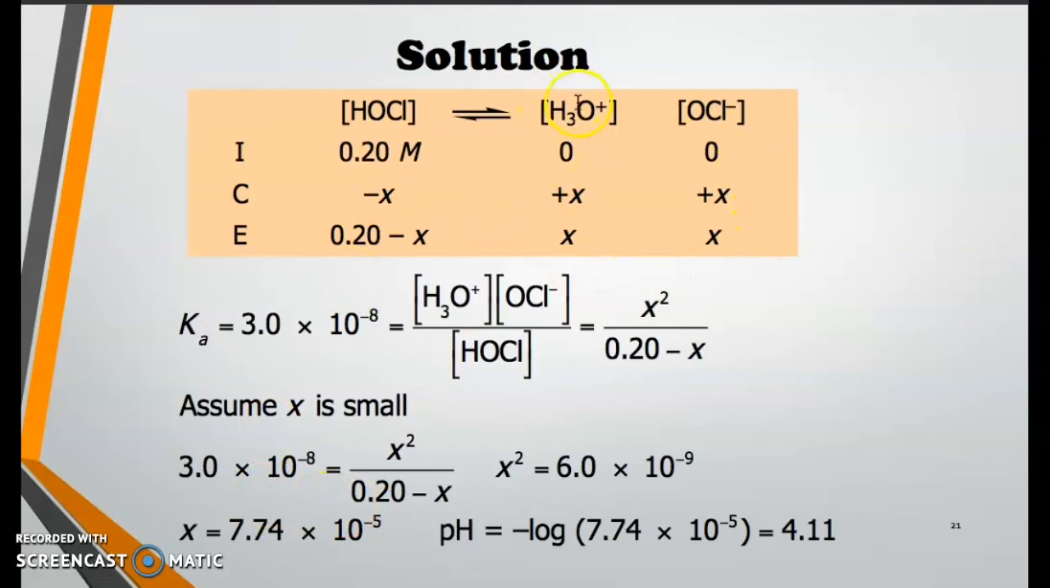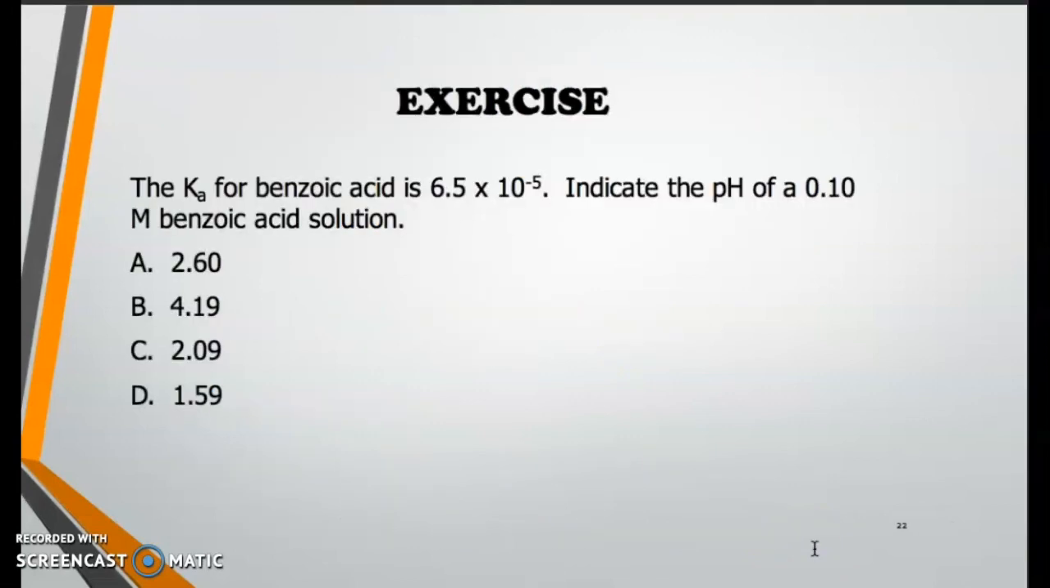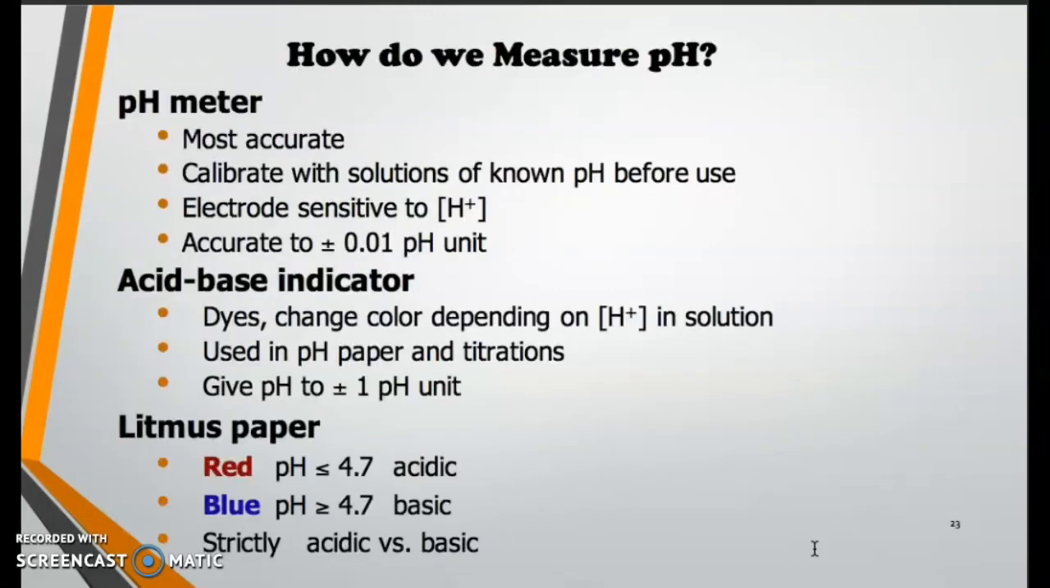And we look at this one, the hydronium ion concentration is equal to X. So the concentration is equal to 7.74 × 10^-5, and you can find the pH from the concentration. So the answer is 4.11. So this is the exercise. You can try to do it. How do we measure pH? We use the pH meter, acid-base indicator, and litmus paper.